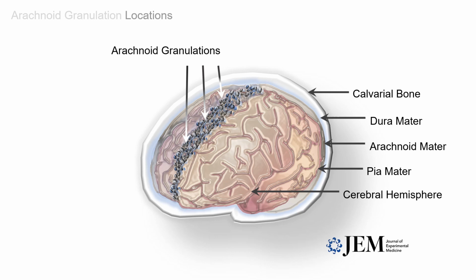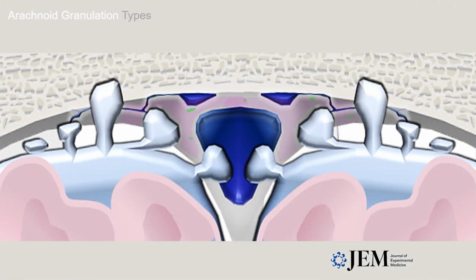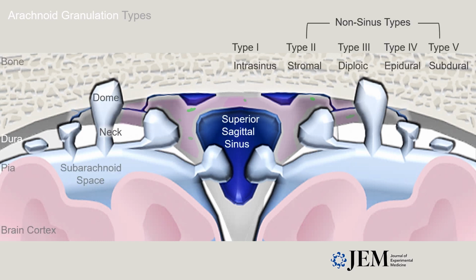In this study, we conducted systematic histologic and MRI analyses to evaluate frontal arachnoid granulation structure. Arachnoid granulations display apical dome and basal or neck regions. On histology and MRI exam, several arachnoid granulation types were discovered based on the location of dome embedment. In addition to intrasinus type, 4 non-sinus types were observed and included stromal, diploic, epidural, and subdural types.